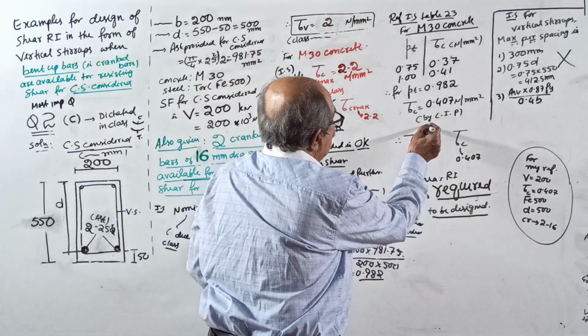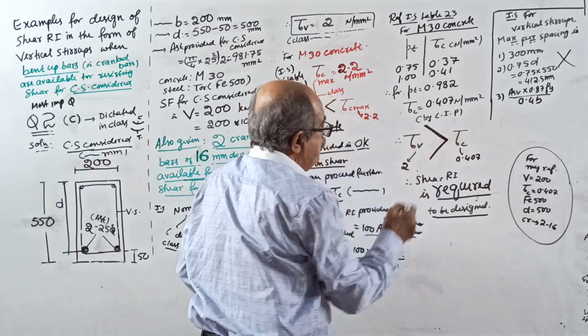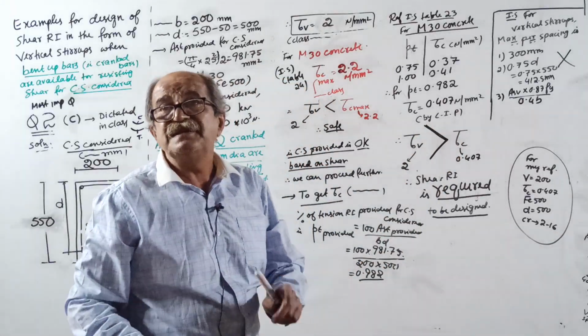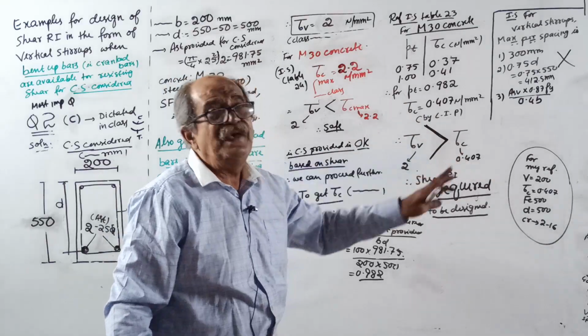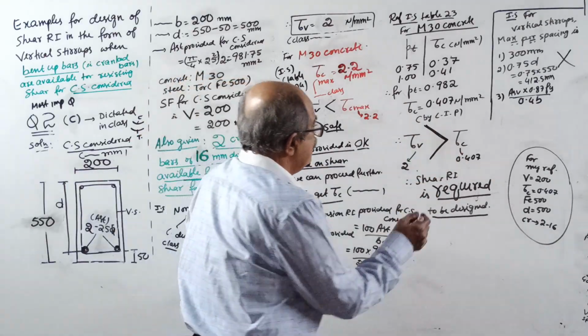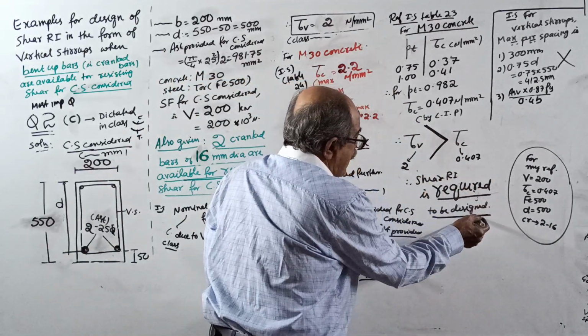Previous is there. Tau V is more than tau C, which means the shear stress is more than the capacity of concrete. So shear reinforcement is required to be designed.